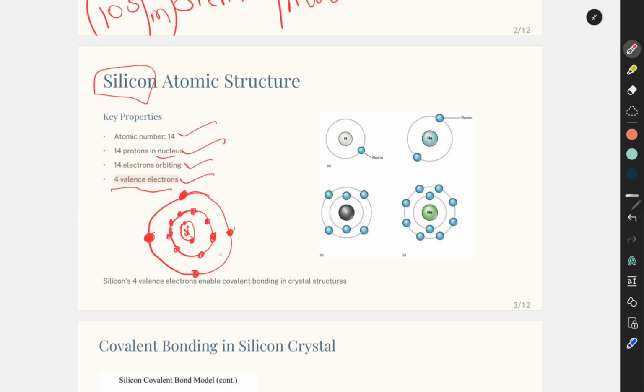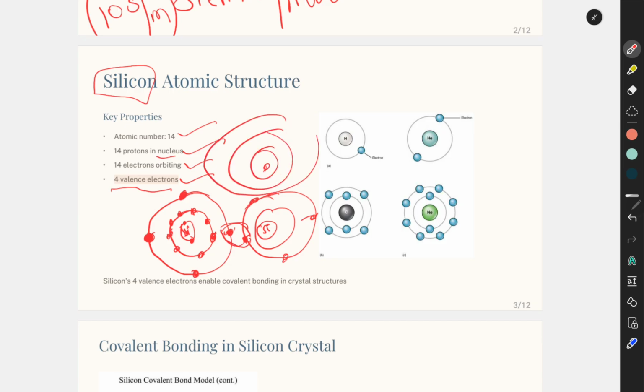Whenever silicon combines to form a solid, or is arranged in a particular pattern, let's say a crystal structure, each atom will share its outermost electrons. This silicon atom and this silicon atom will share their outermost electrons with each other, forming a covalent bond. Now if another silicon atom is here, one electron of this and one electron of that will share with each other to become stable.